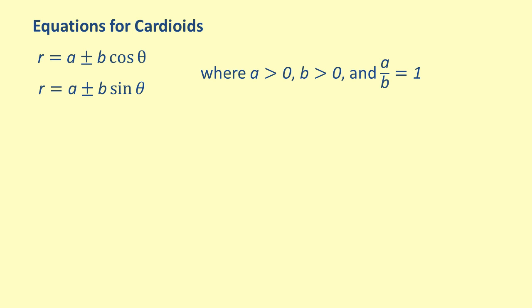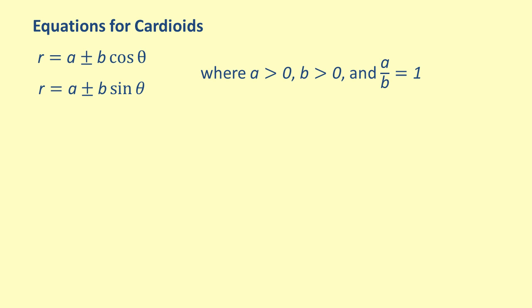Some of these shapes are cardioids, limaçons, lemniscates, and spirals. Right now, we're going to focus on cardioids. There are two different forms that we can graph when dealing with cardioids. The first form is r equals a plus or minus b sine theta. The other form we use is r equals a plus or minus b cosine theta.